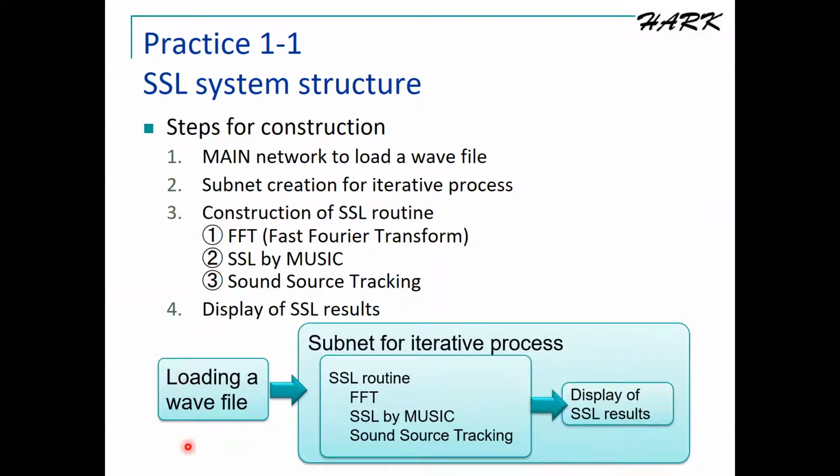First, the audio wave files are loaded in the main network. Next, we will create a subnetwork for iterative process. In the iteration, the wave file is read sequentially, and these three steps are repeated for sound source localization: FFT, fast Fourier transform, to convert the wave file into the frequency domain; sound source localization by the MUSIC method; and tracking to chase the moving sound sources. The final part in this system is to display the SSL results.